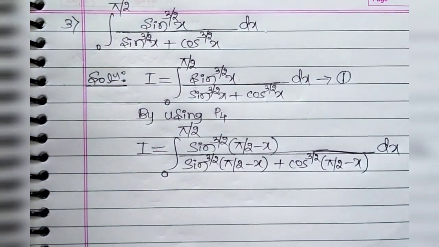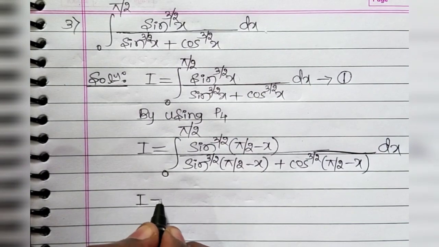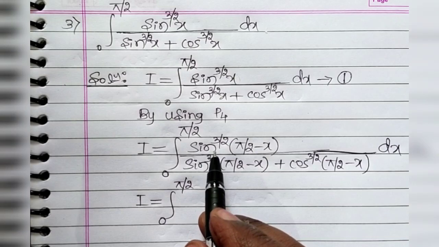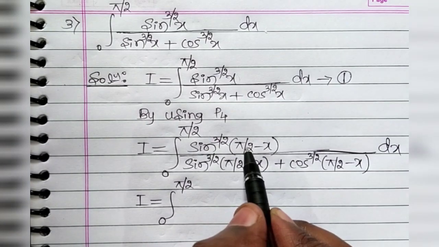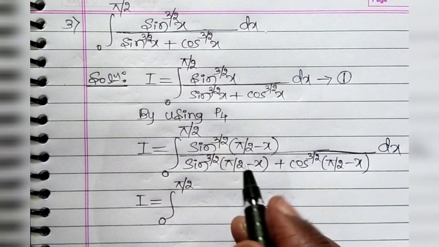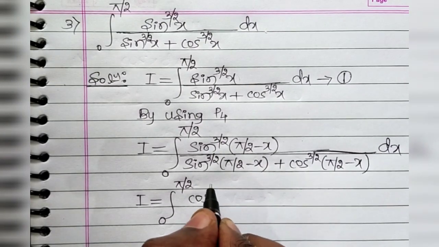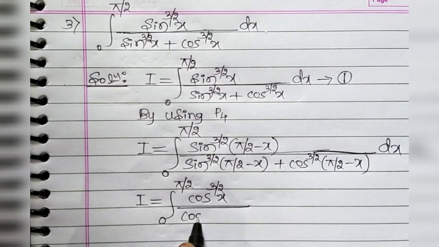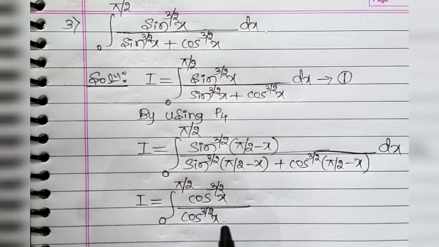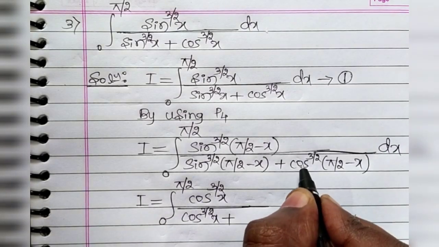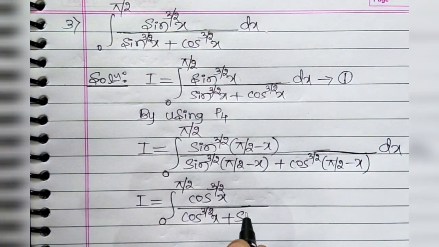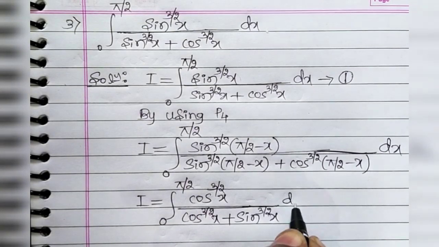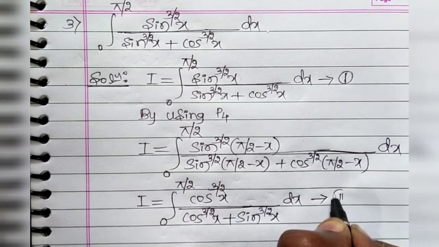Now I is equal to the integral from 0 to pi by 2. Here we have to make use of the complementary angle concept. Sin of 90 minus x will be cos x, and we have the power 3 by 2, so we get cos to the power 3 by 2 x. Then here again cos to the power 3 by 2 x plus cos of 90 minus x, which will be sin x, and we get sin to the power 3 by 2 x, dx. So I call this equation number 2.